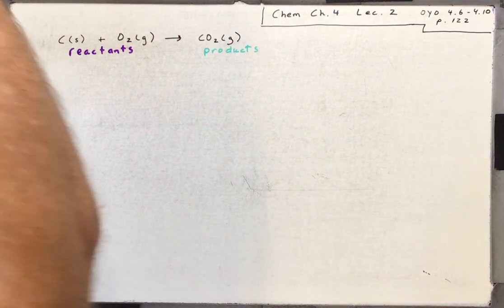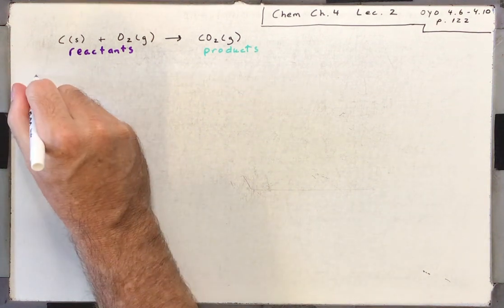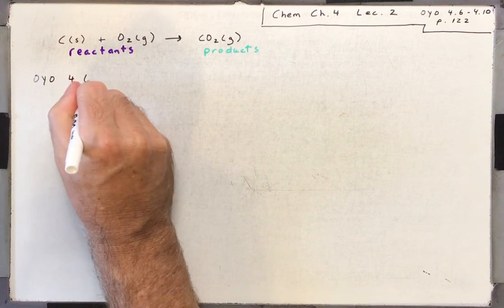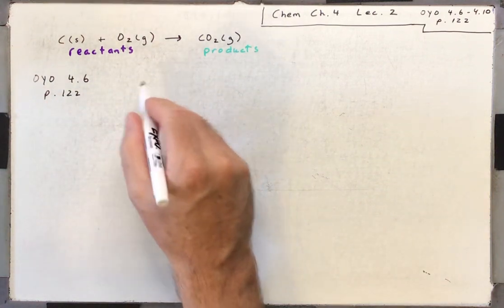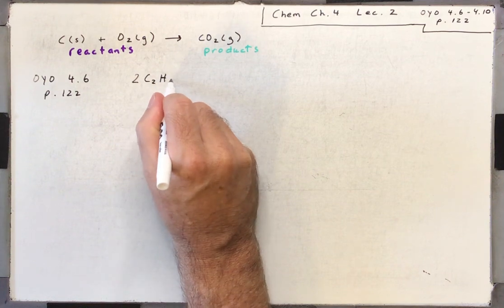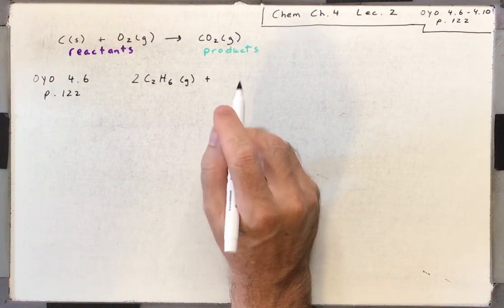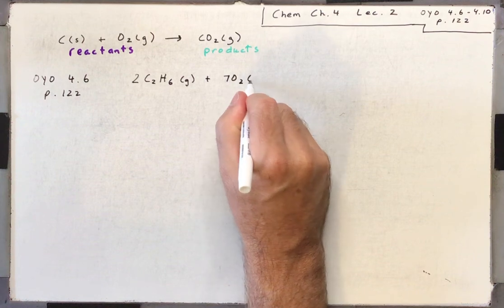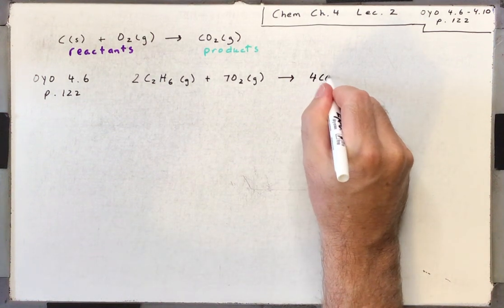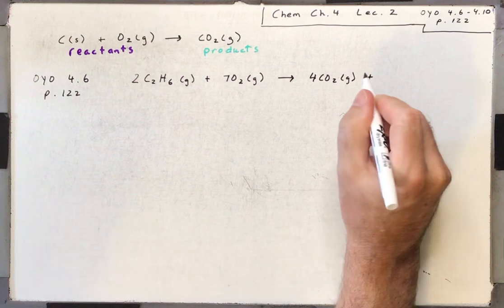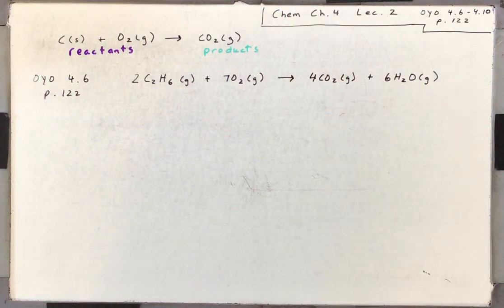Okay, so let's look at 4.6. In 4.6 it says determine if the following equation is balanced. We are on page 122 there. So let's write this out. We've got 2C2H6, and right now the phase doesn't really matter, plus 7O2. And that yields 4CO2 plus 6H2O. So we want to see, are these balanced?